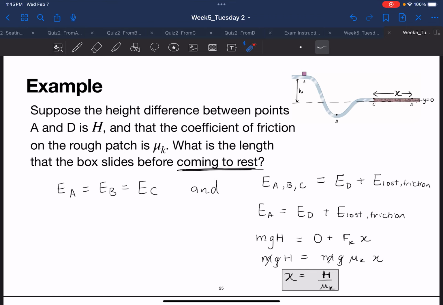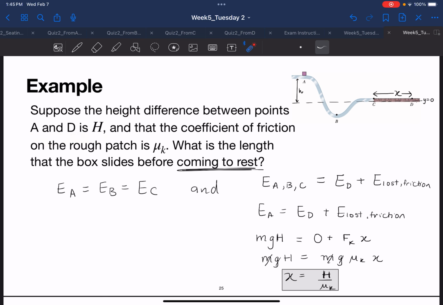Alright, this was the last example in the Tuesday slides that we didn't have a chance to do quantitatively. We qualitatively talked about it. We talked about what types of energies we have present at all of these points, but let's go through the work. Also, before you watch this video, please make sure you pause the video and try this example on your own.